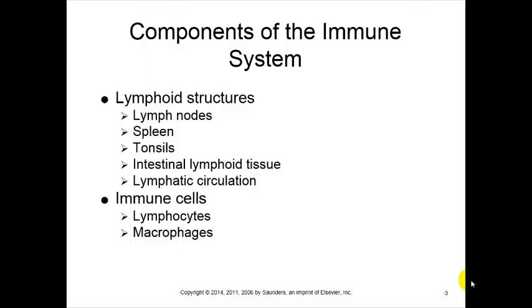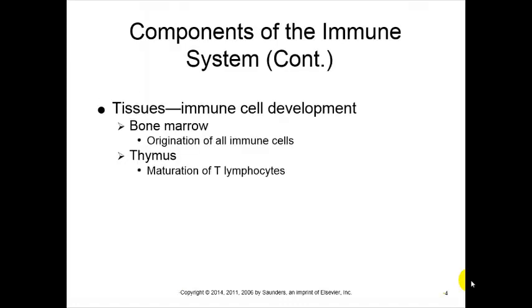Also, we have to talk about the specific immune cells, which are going to be primarily our white blood cells. We have the lymphocytes, which produce these specific immune responses, and then we have macrophages, which develop from monocytes. If you remember the different white blood cell types, macrophages were developed from monocytes. Then we have our tissues, and they allow our immune cells to develop and grow.